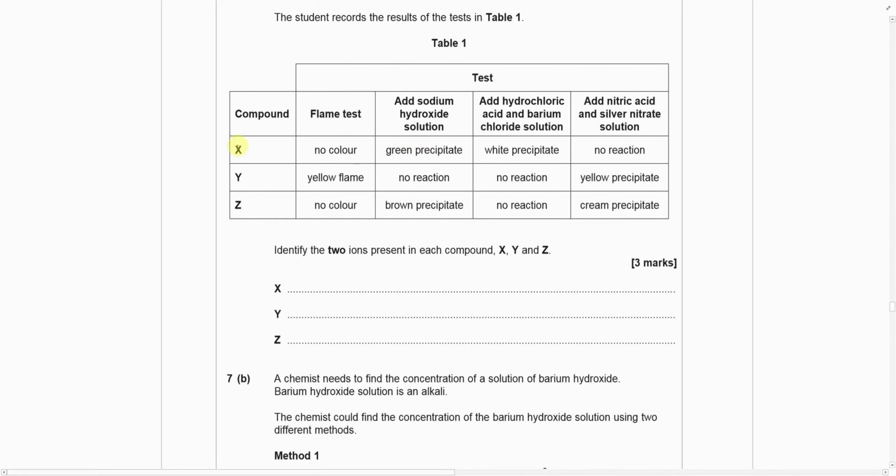We'll start with X. So X, flame test, no colour. They're always nice and easy, so that's why they've skipped that one. Green precipitate, you just have to remember it's iron 2 ions that cause that, and the white precipitate is sulfate ions. Y, yellow flame, nice and easy. You should remember that that's a sodium ion, and a yellow precipitate is iodide ions.